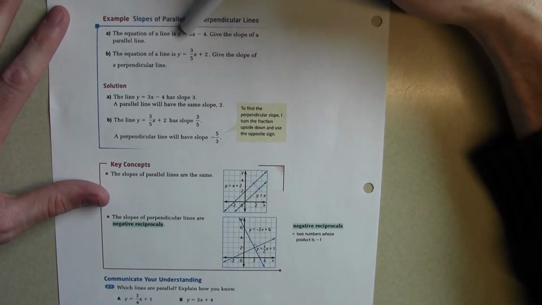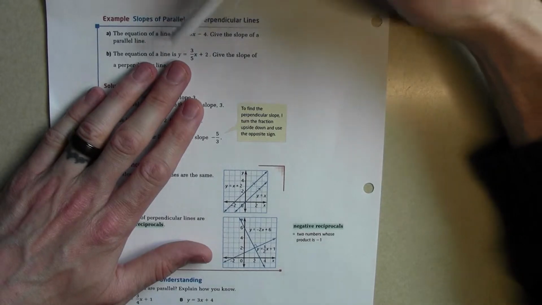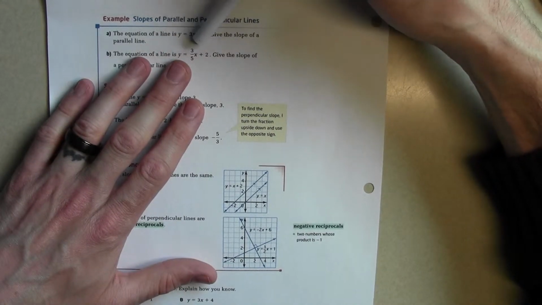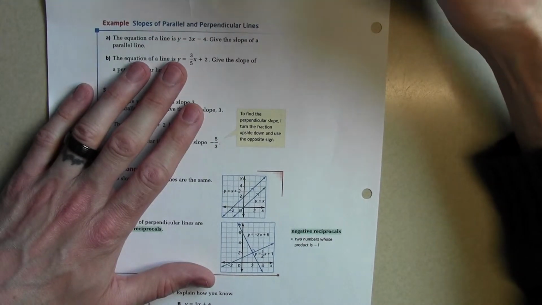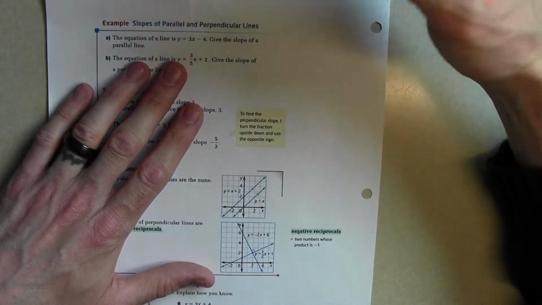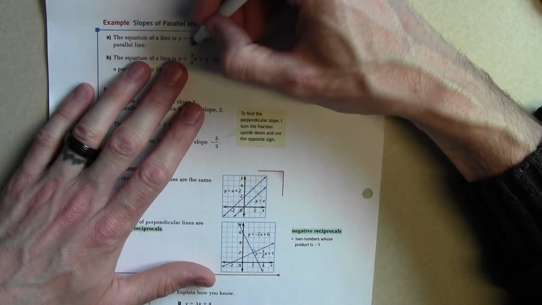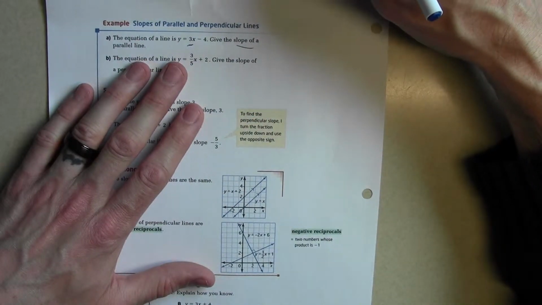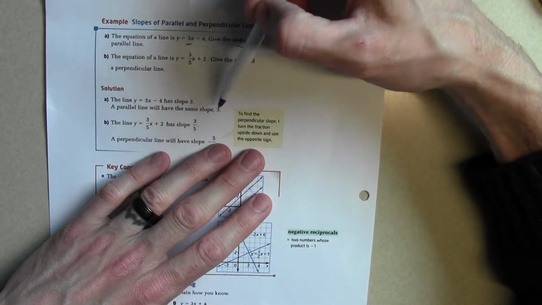The equation of a line is y equals 3x minus 4. Give the slope of a parallel line. Adam, what's the slope of a parallel line of this equation? Y equals 3x minus 2. Sure. He gave me the whole equation of the line, but I was just looking for the slope. The slope is just going to be 3, right? A parallel line will have the same slope, 3.